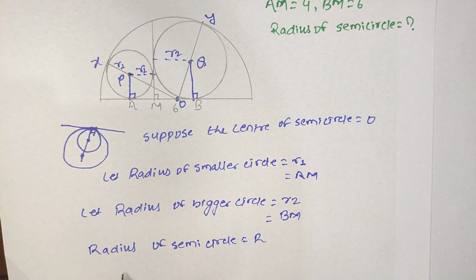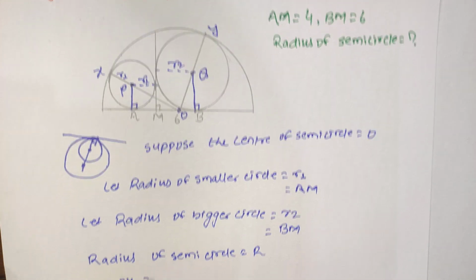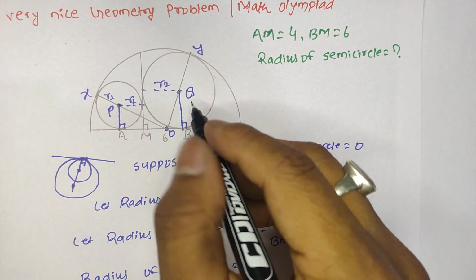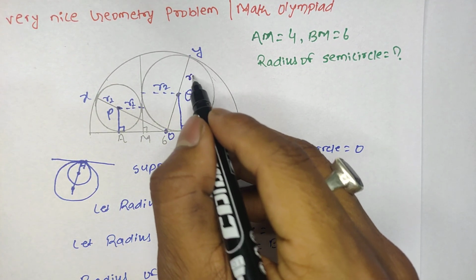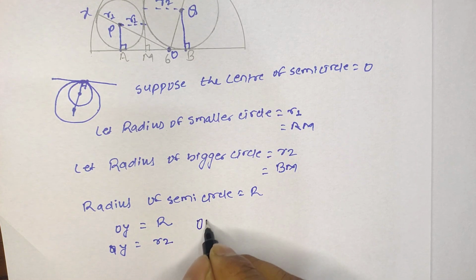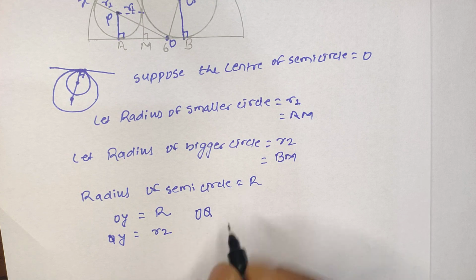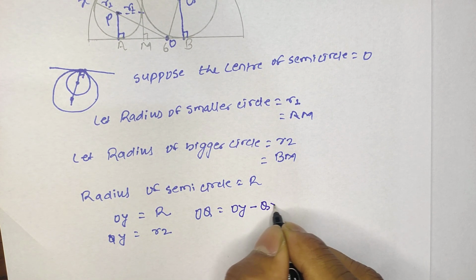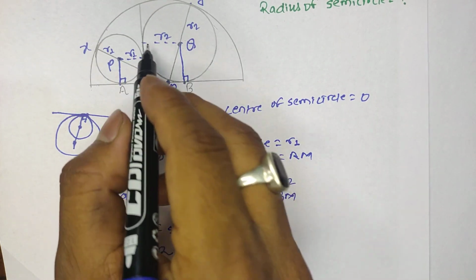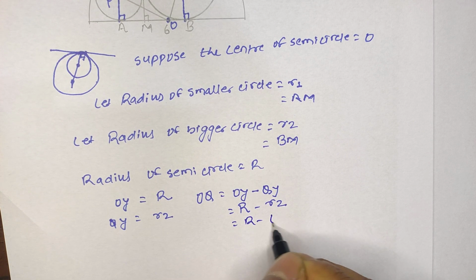Then here you can see that OY is the radius of this semicircle, so I can write OY as capital R. Similarly, QY is R2, which means this length QY is also the radius of this bigger circle. So I can write QY as R2, and the length of OQ is equal to the length of OY minus QY. So I can write OQ as OY minus QY, where OY is R and QY is R2. And you know that the length of R2 is BM, and the length of BM is 6 units. So I can write R minus 6, isn't it?